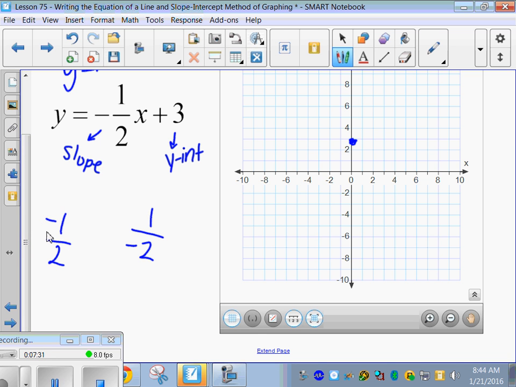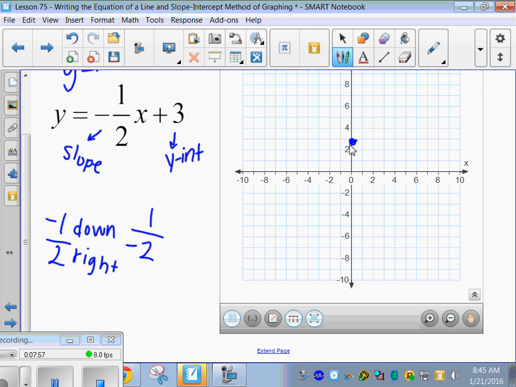If the negative one's in the top, so the top number always goes up or down, right? If it's negative, which way are we going to go? Down. Up or down for the top number. The bottom number goes left or right. It's a positive 2 now in the denominator, so which way do we go? To the right. Excellent. Okay, so we're going to go from our y-intercept down 1, right 2.